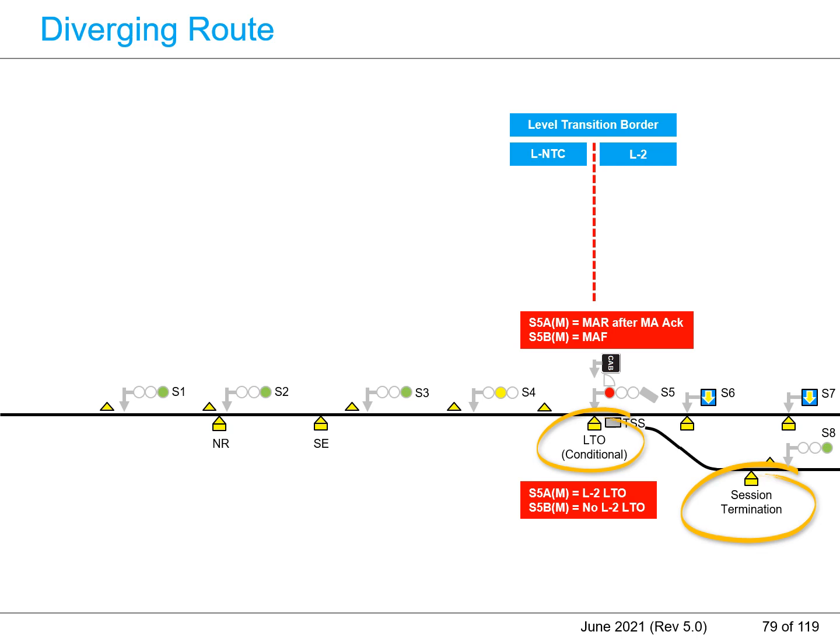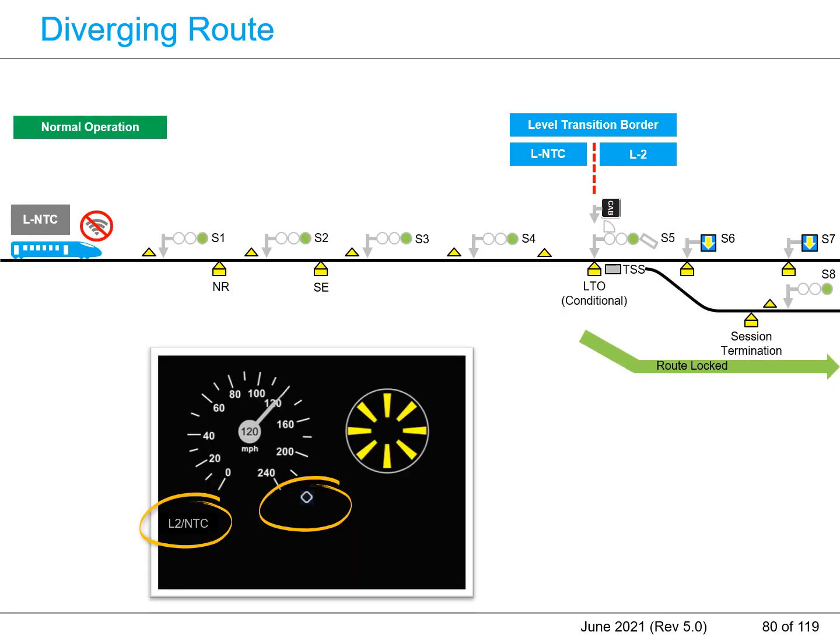A session termination release group is required on the diverging route to terminate the communication session with the RBC, when the train diverts away from the Level 2 line. In this case, when the route is locked from S5 to S8 and beyond, signal S5 indicates a green aspect.